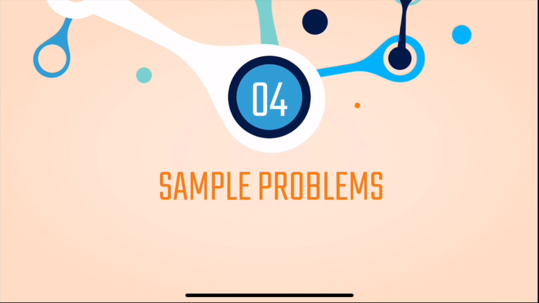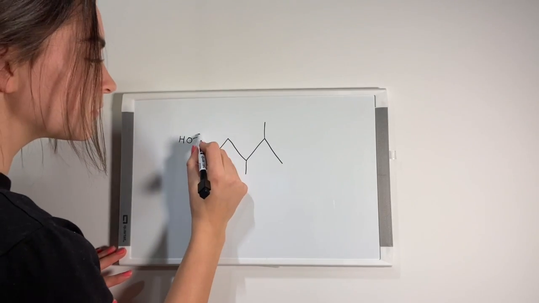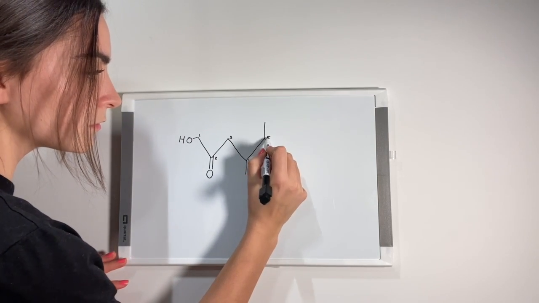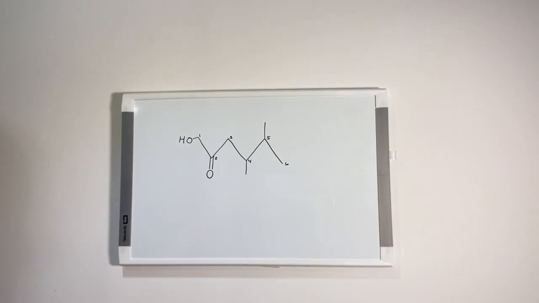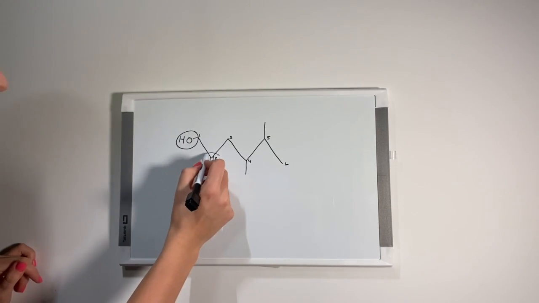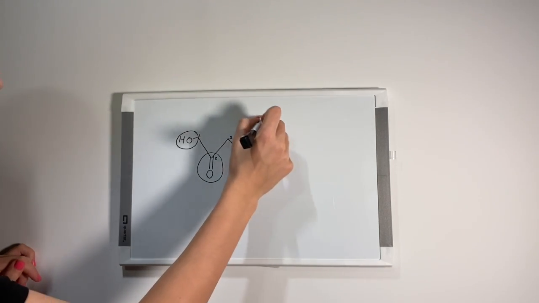Okay, now we're going to go over some sample problems to test our knowledge on naming multiple functional groups. So we start the first example by numbering the carbon chain from the side that will give the lowest number to the highest priority functional group, so that'll be 6 carbons long. Next, we'll identify which functional groups are present. So this molecule has a hydroxyl group, a ketone group, and 2 methyl groups.